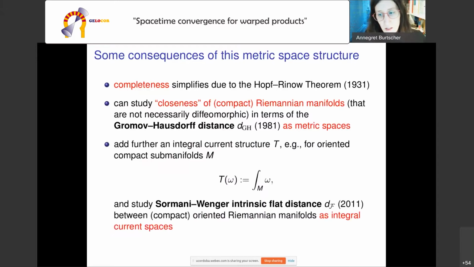And there's another more recent version of convergence, which is the Sormani-Wenger intrinsic flat convergence, where we not just have a metric space structure, but also an integral current. You can think of an integral current for submanifolds just as integration over n-forms. So it's related to volumes. And for that, of course, the manifold also needs to have an orientation.